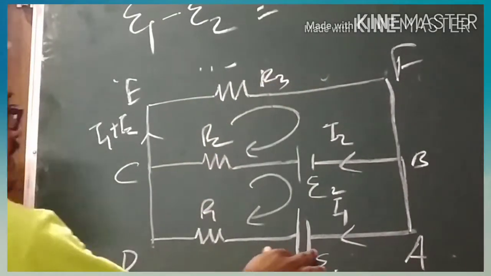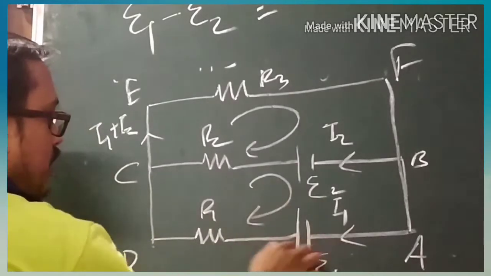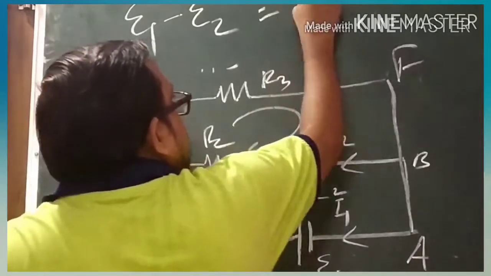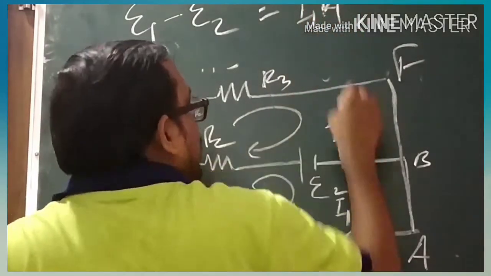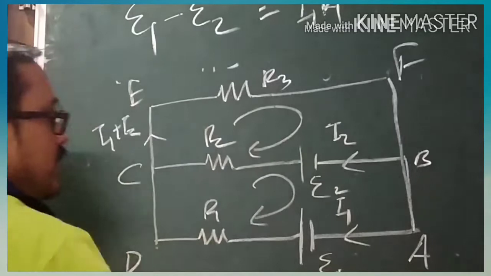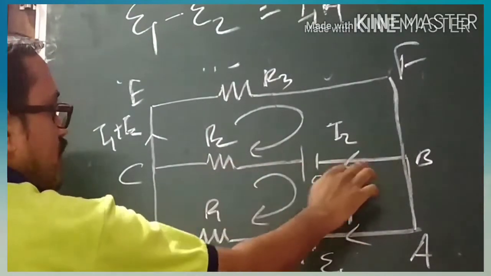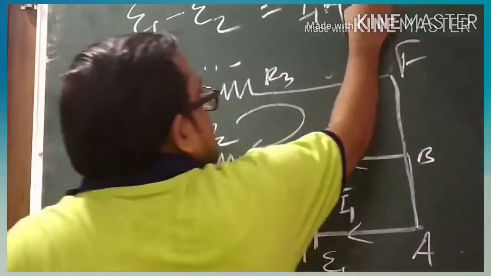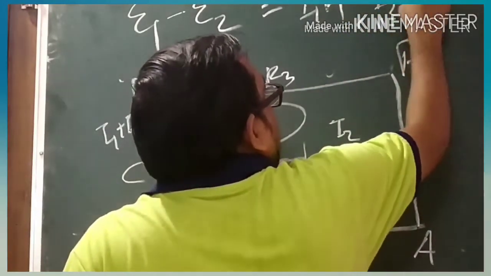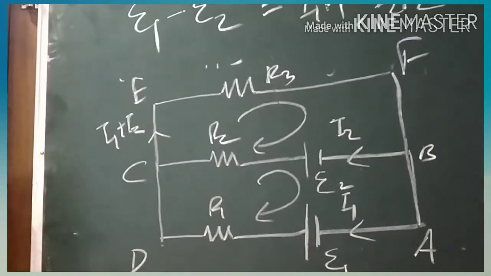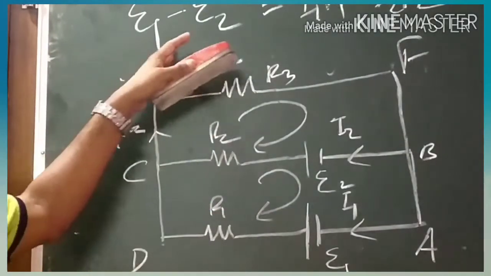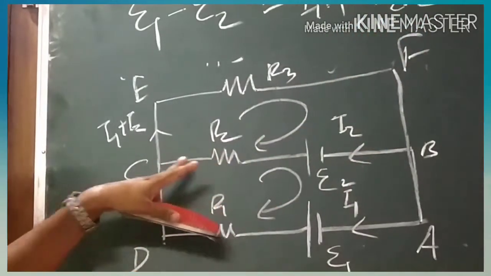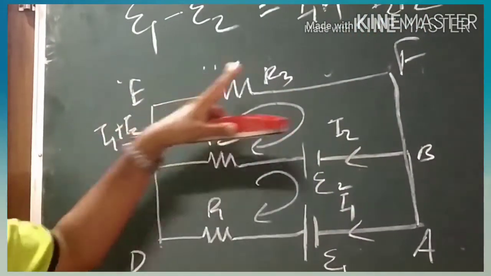In this case, the direction of the current as well as the direction of the traversal are both in the same direction. So this is positive I1 R1. Next, in the second resistor, the direction of the current and the direction of the traversal are opposite to each other. So this is minus I2 R2. So in the loop ABCD we have got E1 minus E2 equal to I1 R1 minus I2 R2.